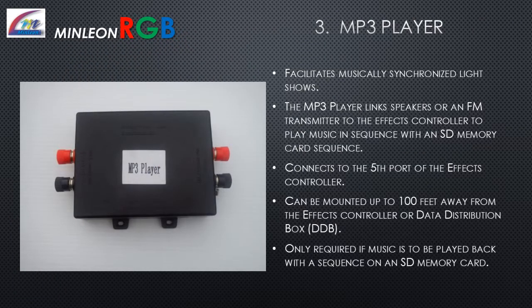Three, the MP3 player. The MP3 player facilitates musically synchronized light shows. The MP3 player links speakers or an FM transmitter to the effects controller to play music in sequence with an SD memory card sequence. It connects to the fifth port of the effects controller. It can be mounted up to 100 feet away from the effects controller or data distribution box. It is only required if music is to be played back with a sequence on an SD memory card.